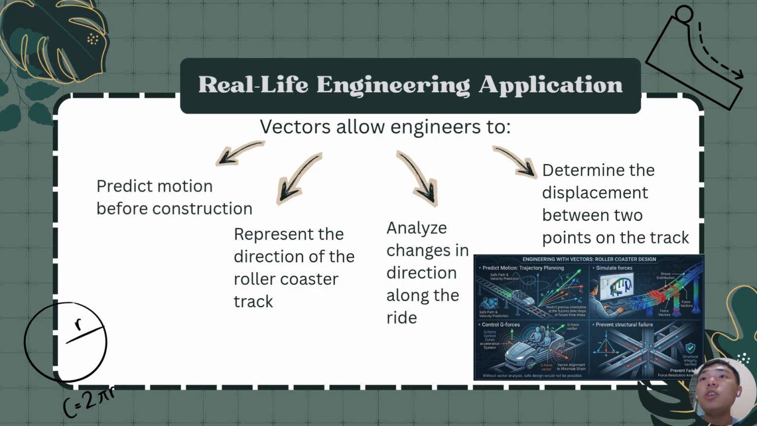Finally, factors are used to determine the displacement between two points. This shows the overall movement from one point to another and helps engineers plan the track more efficiently.